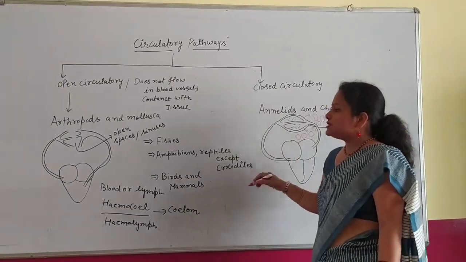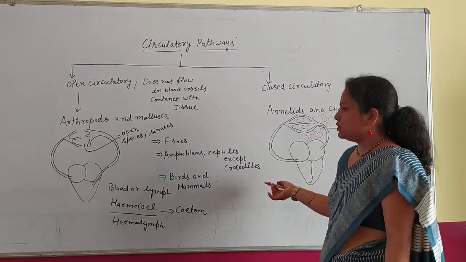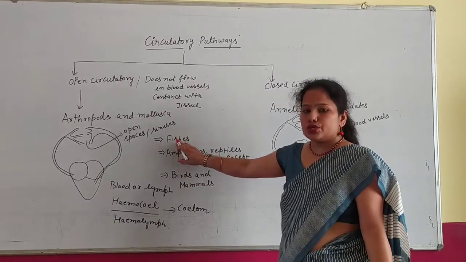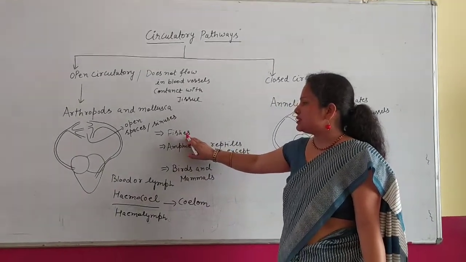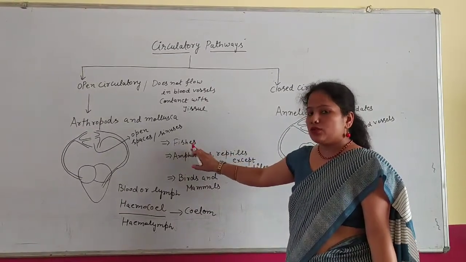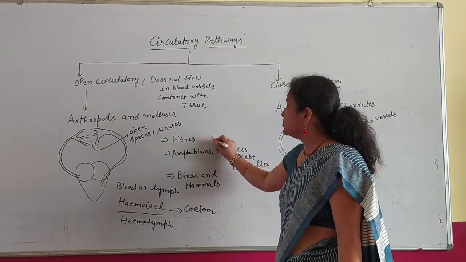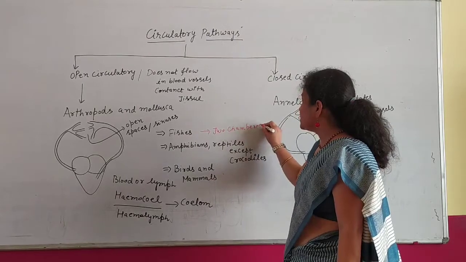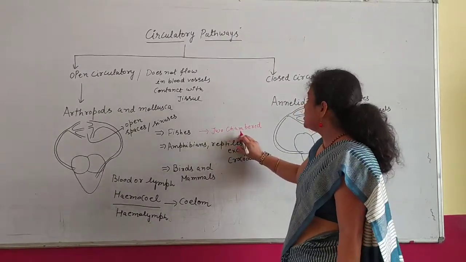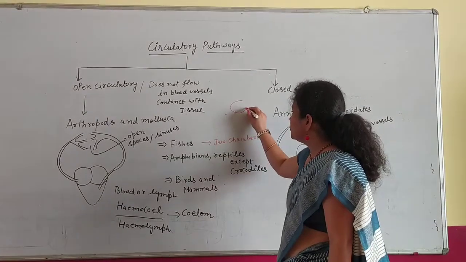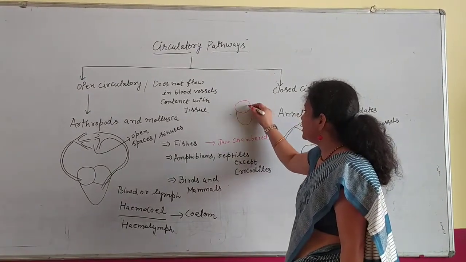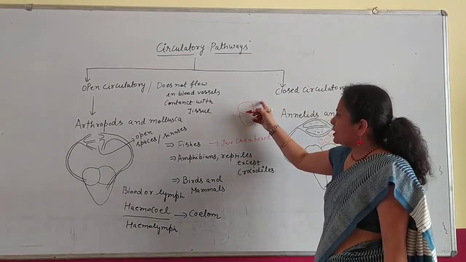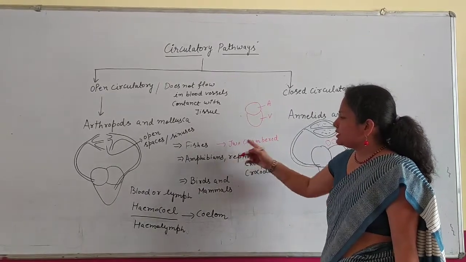Now, how many chambers are present in the heart in different animals? Firstly we can take the example of fishes. Fishes are aquatic animals, also known as Pisces. In the case of Pisces, there is a two-chambered heart. Two-chambered means there are two chambers present in the heart, suppose one auricle and one ventricle. This is the auricle and this is the ventricle. So only two chambers are present in fishes.